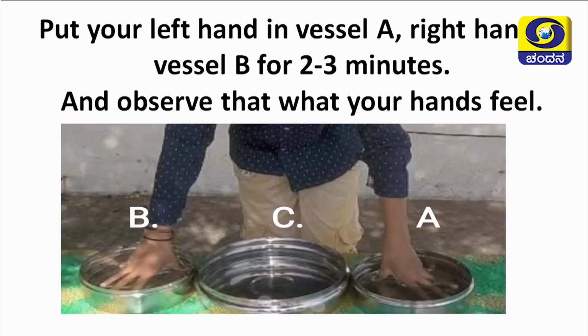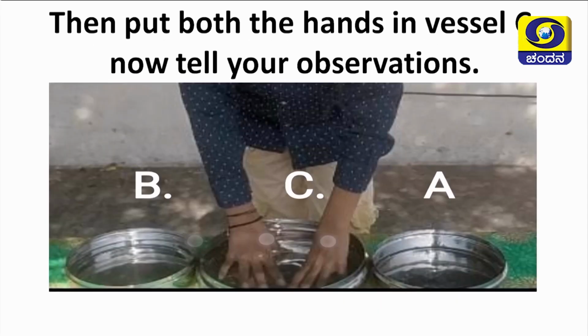Now put your left hand in vessel A, which contains hot water, and your right hand in vessel B, which contains cold water. Keep the hands there for 2 to 3 minutes and observe what your hands feel. Yes, your left hand will feel hot and your right hand will feel cold. Now put both hands in vessel C. Now tell your observations.